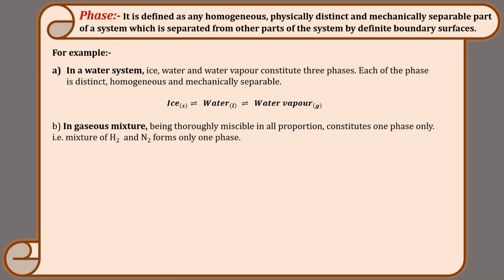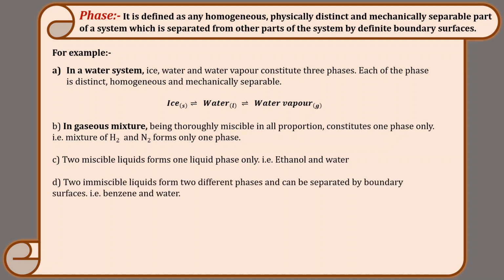Then the second example, a gaseous mixture. A gaseous mixture, being miscible in all proportions, constitutes only one phase. The example is a mixture of hydrogen and nitrogen, which forms only one phase, that is the gaseous mixture. In all proportions, they get mixed but form only one phase. Then next, two miscible liquids form one liquid phase only. The example is ethanol and water. When they are mixed together, they are miscible in each other and give only one phase.